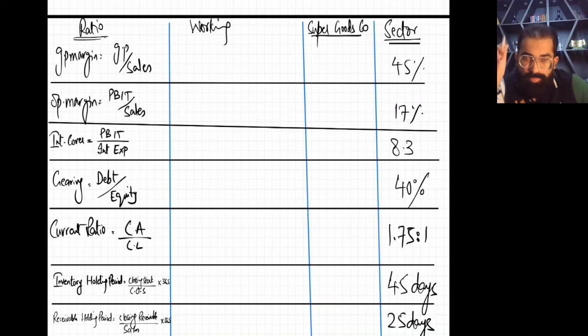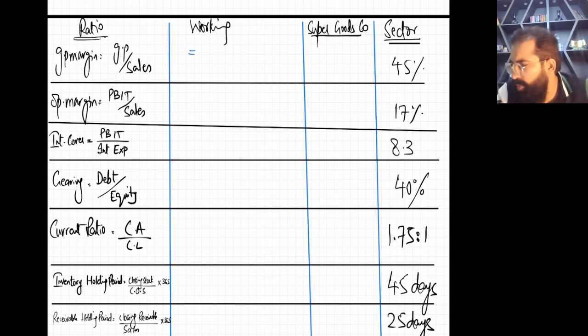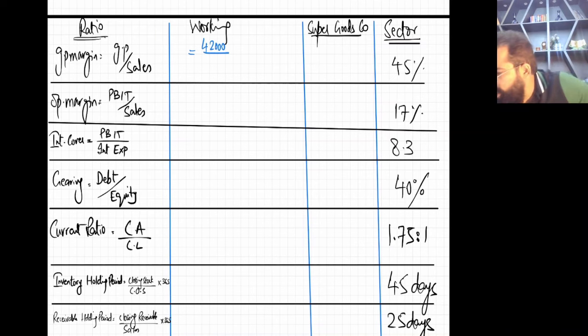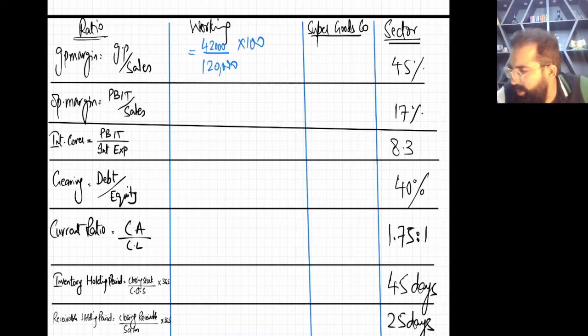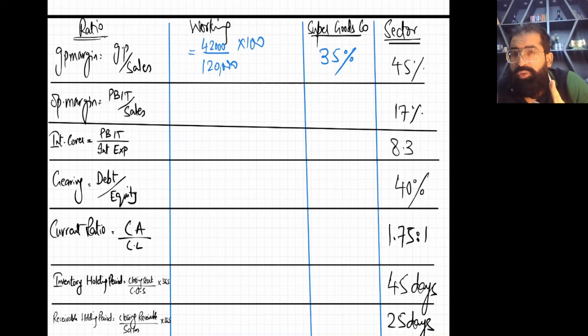Okay. Now, GP margin is GP upon sales. My dear student, please see the screen. Gross profit is 42,000 divided by sales of 120,000, multiplied by 100, so you will get 35%. This is the answer. I have already told you to take a picture of the question; you can see it from that.